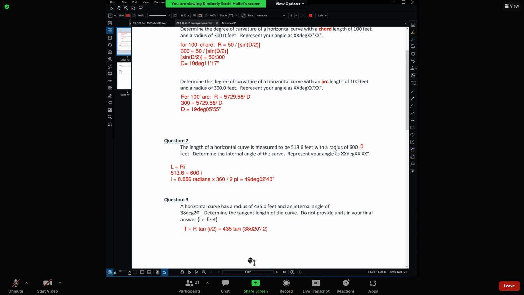And I'm going to multiply that by tangent of my angle I, 38 degrees and 20 minutes, divided by 2. And that should give me a final answer, 151.2. Again, I have 1 decimal place here, so there should be 1 decimal place in my final answer. Questions about that problem?